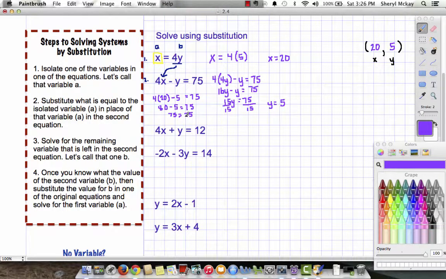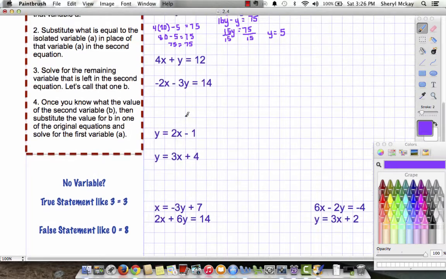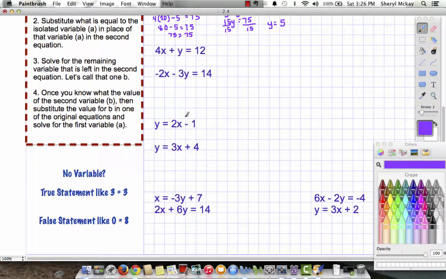All right, let's do another one. We're going to follow the same steps. We're going to follow the same patterns. We're just using two new equations. So this time I have an equation that says 4x plus y equals 12. And I have a second equation that says negative 2x minus 3y equals 14.